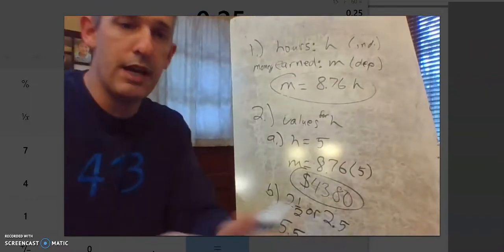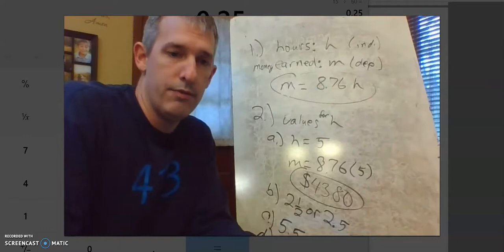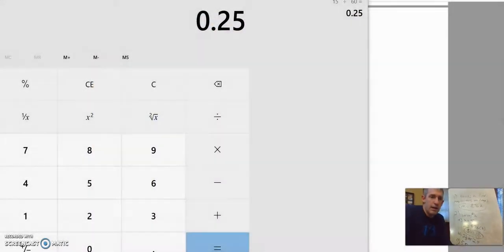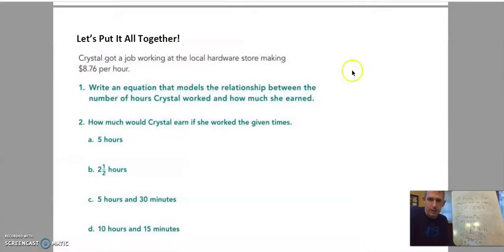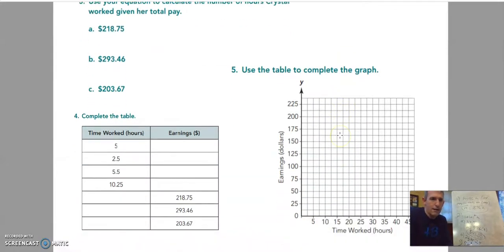Okay, so I'm going to let you guys work on that on your own. I'm not going to go through each of those individually. I think there's something more on the page. Let me double check here. Yeah. Okay, so number 4 says to complete the table.